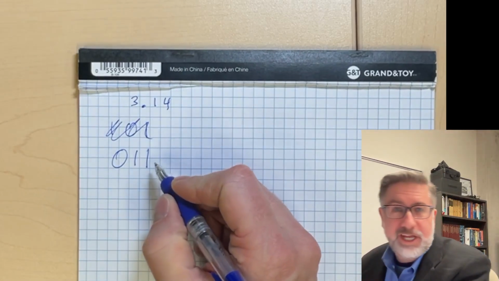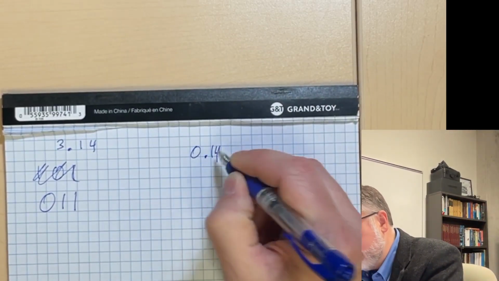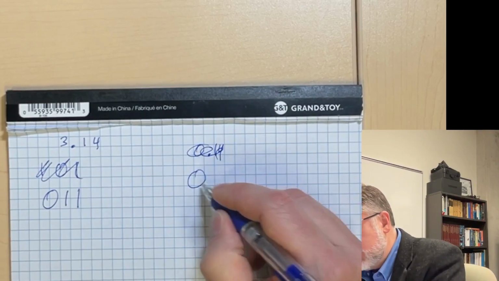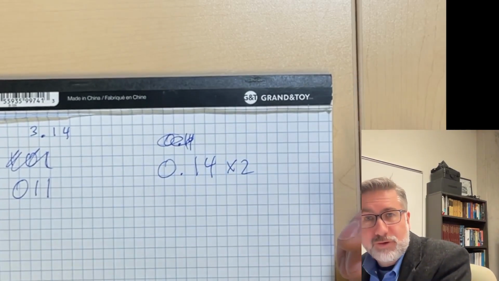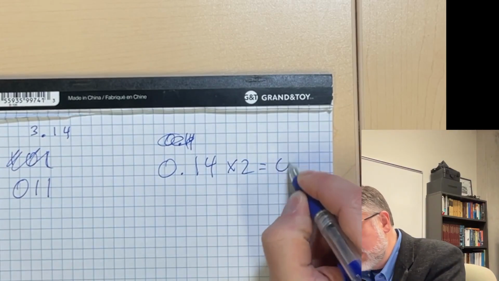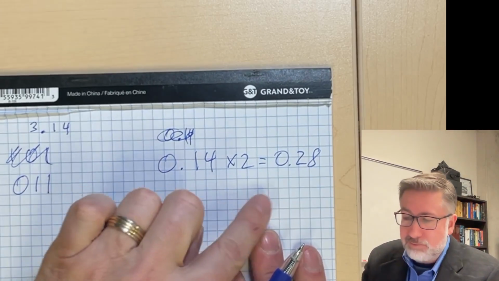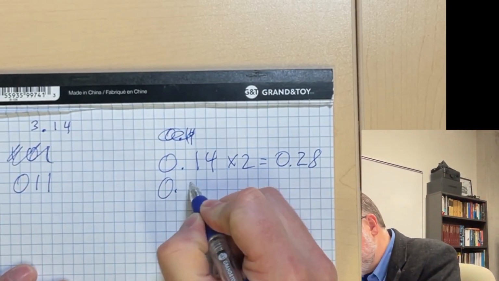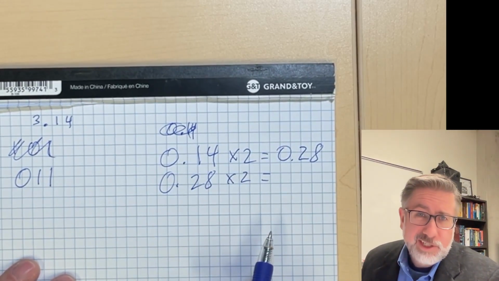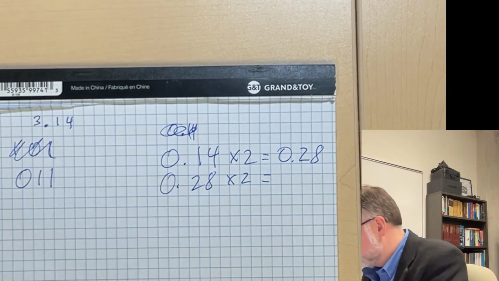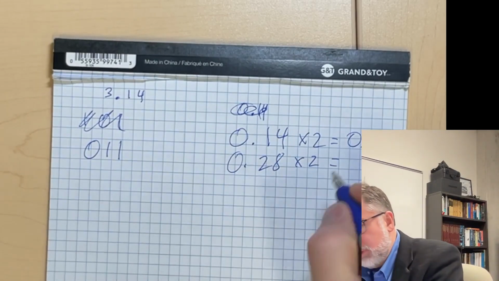Now the 0.14, we're going to have to actually go through our math and figure it out. So let's start over here, 0.14. And remember, we're going to multiply it by 2, and that's going to give us our first number. 0.14 times 2 is 0.28. Nothing in the ones column yet, so our first bit is 0. 0.28 times 2 is what? Let's actually get our calculator going here. 0.28 times 2 is 0.56.